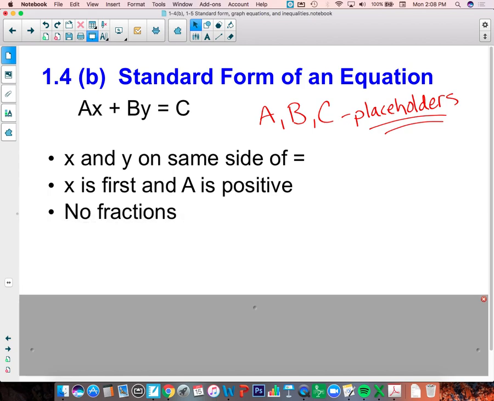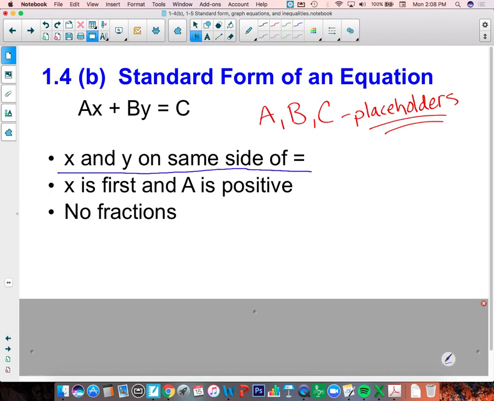Okay? So there are rules with standard form equations, and I'm not sure if you guys had to follow all of these in your Algebra 1. I know you did in intermediate, but to get an equation in standard form, you need to follow these steps. You're going to be given equations, and you're going to have to rearrange them to look like this. So x and y have to be on the same side of the equal sign. That means I have an x and a y on the left. So if you're given y equals mx plus b, all you have to do is move that x term over. X is the first term, and a is positive.